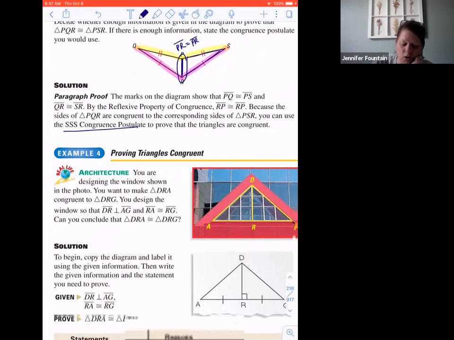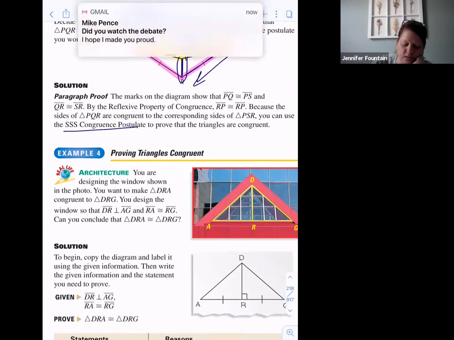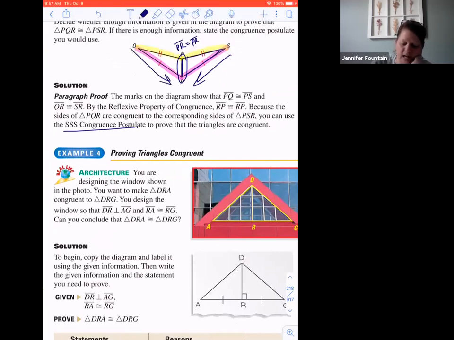SR is congruent to QR. SP is congruent to QP. And since PR is the exact same, we know that it's equal to itself because the reflexive property tells me that PR is equal to PR. So that's what it says here. By the reflexive property of congruence, we know that RP is equal to RP, or PR is equal to PR. And so that way we've got three congruent sides. So if that's three congruent sides, we're using side, side, side. Example 4.